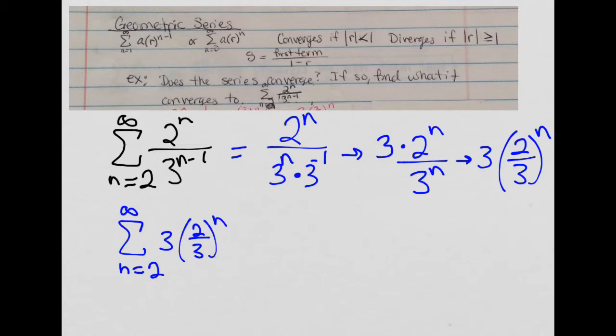That is more recognizable as geometric because it's in one of these forms. To test its convergence or divergence, we need to take r and compare it to 1. So r in this case is 2/3. Note that the absolute value of 2/3 is less than 1. So using our rule, we know that this converges.